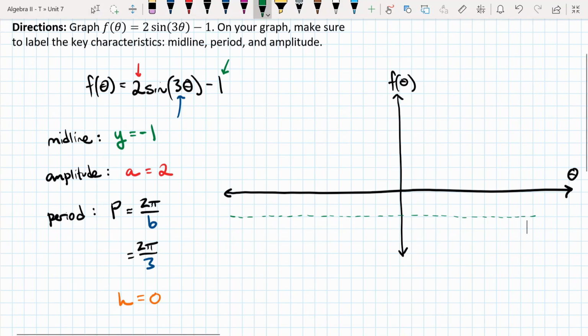So this is y equals -1. All right, next, we're going to use the amplitude to find the upper bound and the lower bound of our function. The amplitude is the distance between the maximum or the minimum and the midline. So what that means is if the amplitude is 2, the maximum value is going to be the midline plus 2. So here's our midline over here at -1, and now we're going to add 2 to this value.